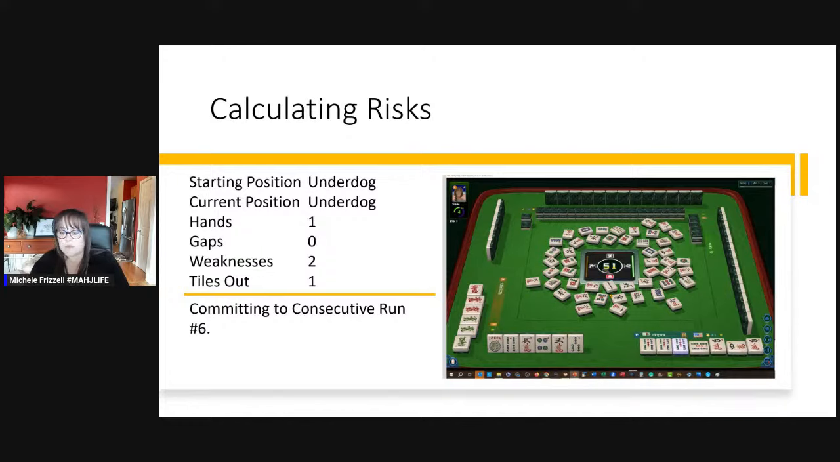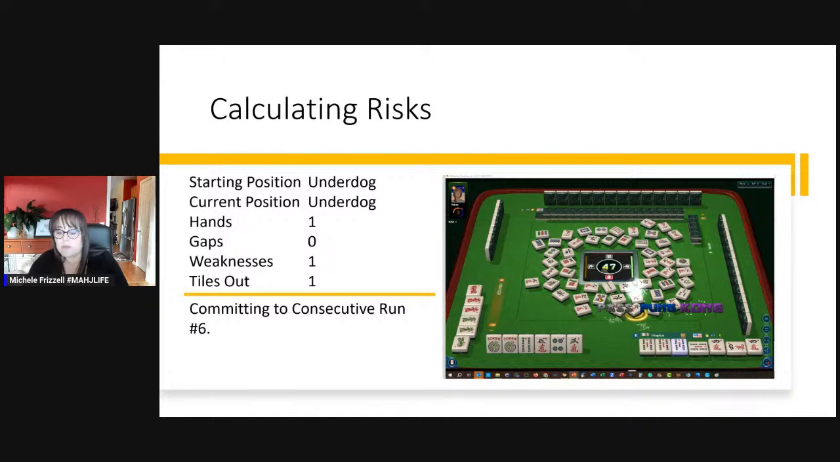It looks like we're still drawing. We haven't picked a tile. Let's see. We picked a joker. So we did get a joker. And we could maybe pung the four bam. So that might be helpful for us. We got another joker. And our tile goes down.